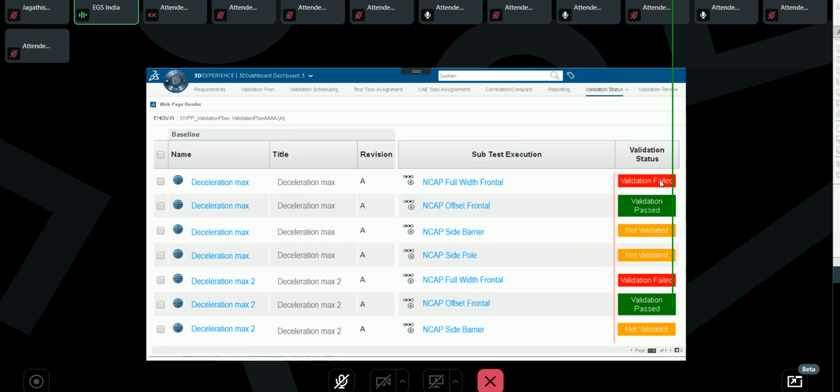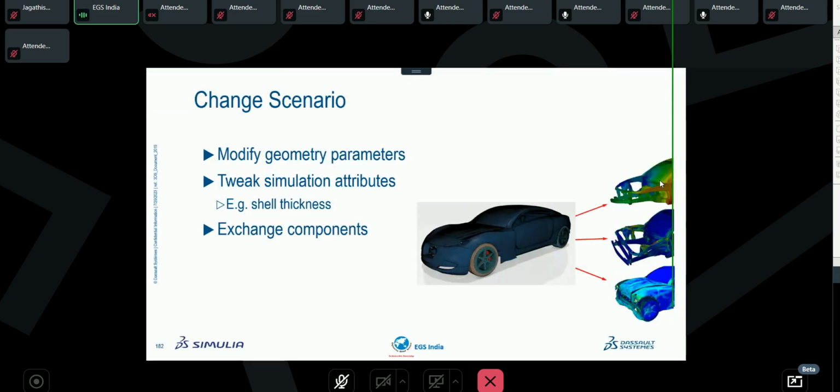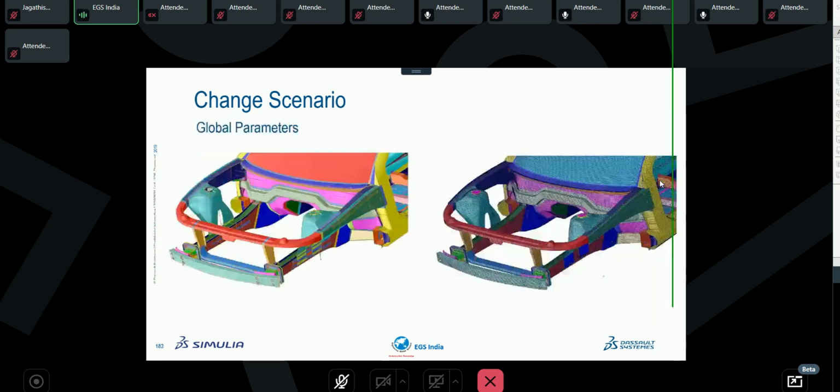Okay, right. So with that I can say everything is put in a common platform, and we can say a complete assessment of your product can be done. Okay, right. Now let's get into the change scenario, like modifying any geometries or tweaking any simulation attributes depending upon the geometry modification that you have done. And also we can exchange the various components so that it can give you one complete performance. Okay, so this is a classical example where you will be changing the cross members. With that we can reduce the entire product weight also.